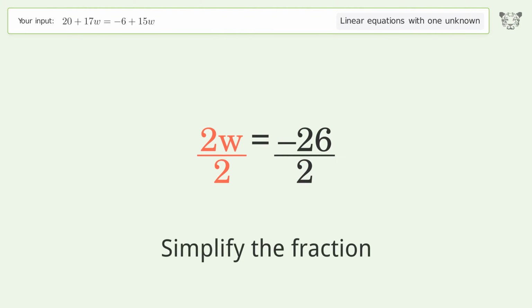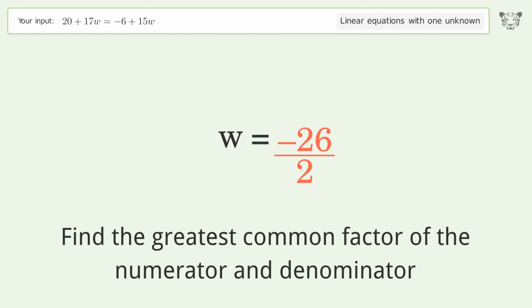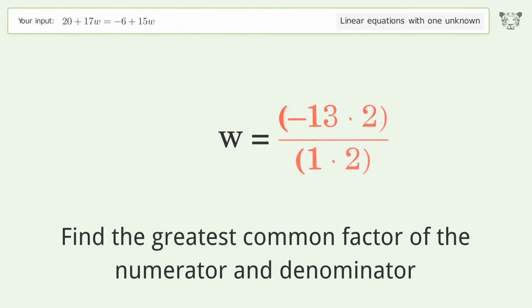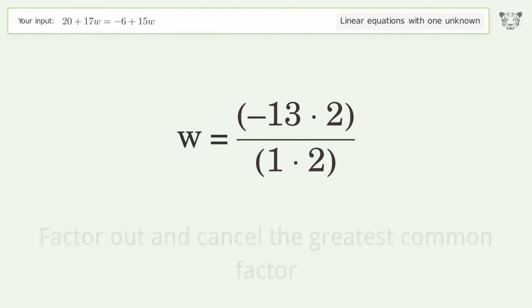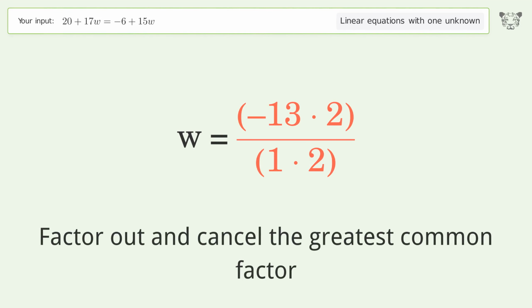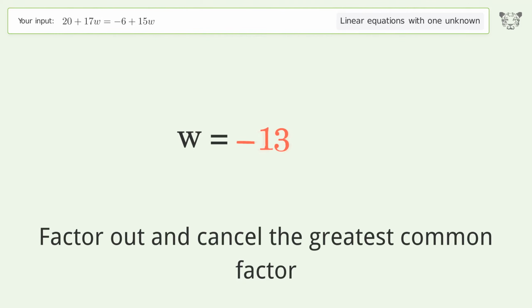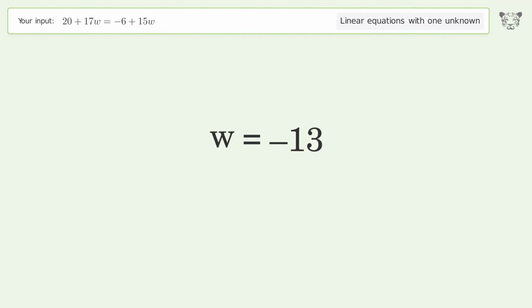Simplify the fraction. Find the greatest common factor of the numerator and denominator. Factor out and cancel the greatest common factor. And so the final result is w equals -13.